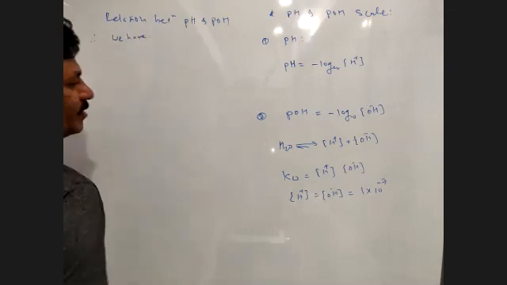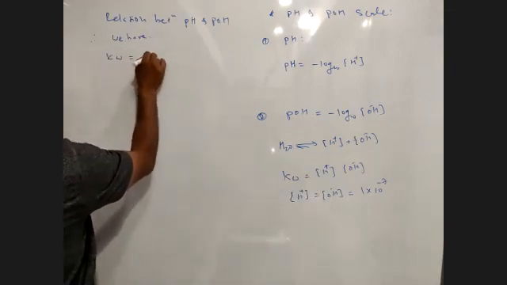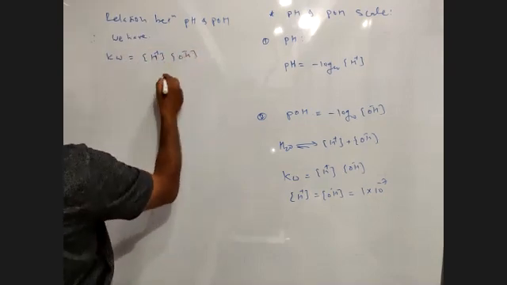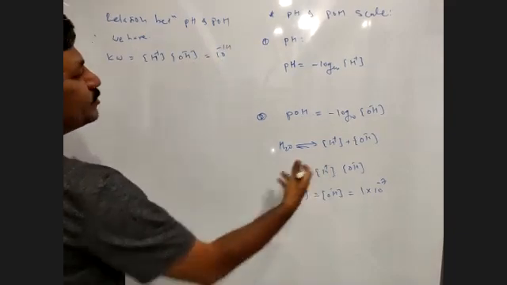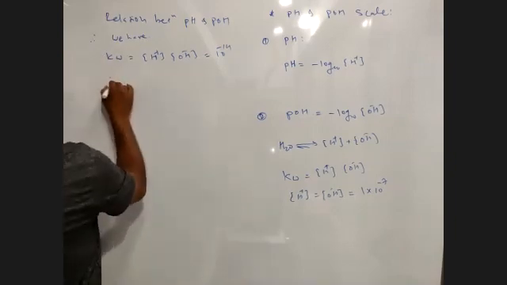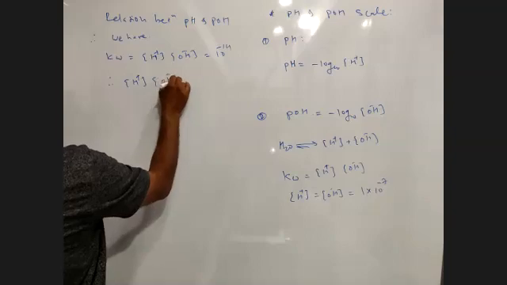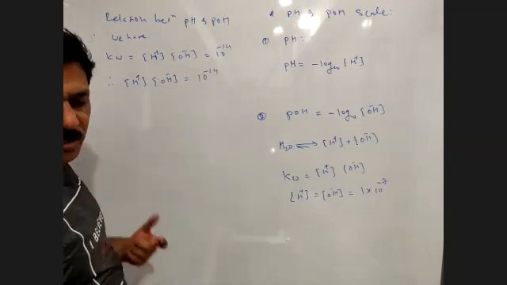Now we have हमारे पास ये equation है. This is, we can say, Kw is equal to concentration of H plus into concentration of OH minus is equal to 10 raised to minus 14. 1 into 10 raised to minus 14 मतलब उतना आता है. तो इसका मतलब ये है concentration of H plus into concentration of OH minus is equal to 10 raised to minus 14 या 1 into 10 raised to minus 14 ये आ जाता है.